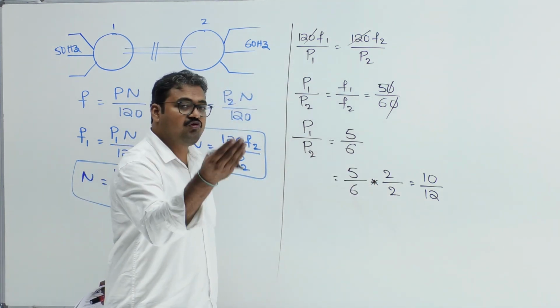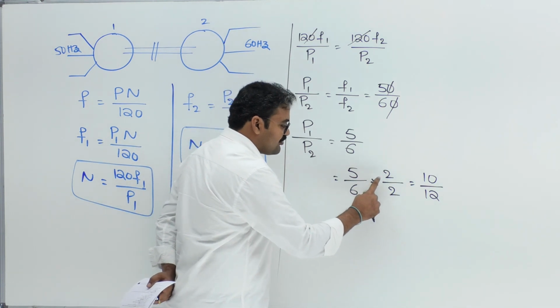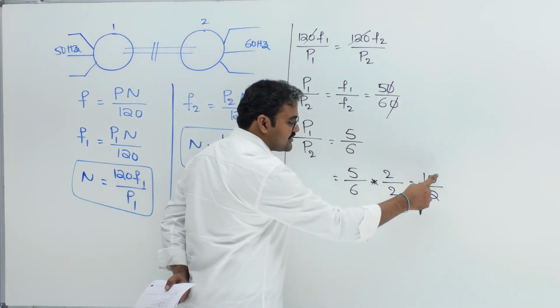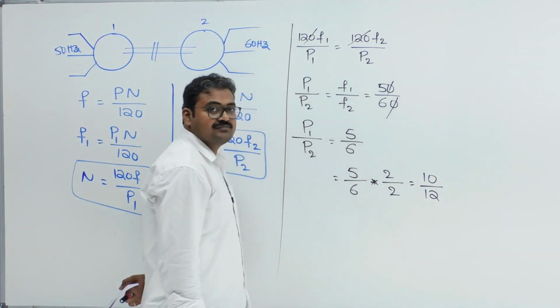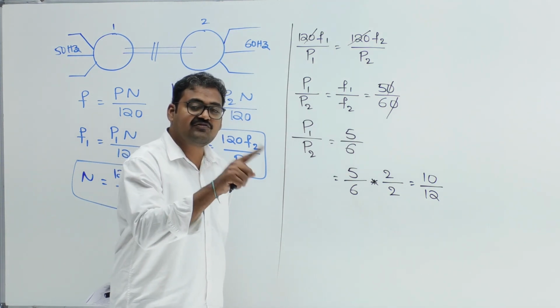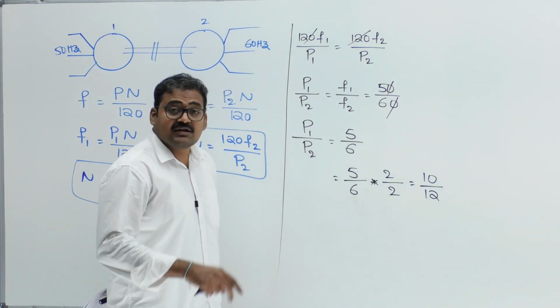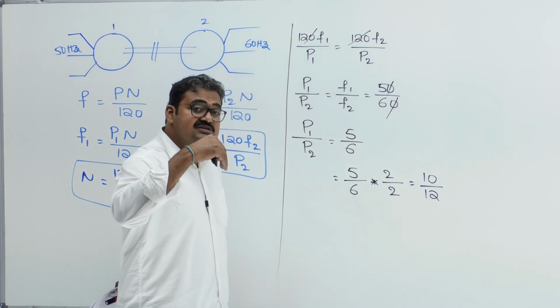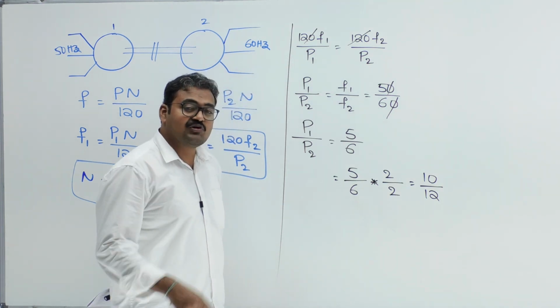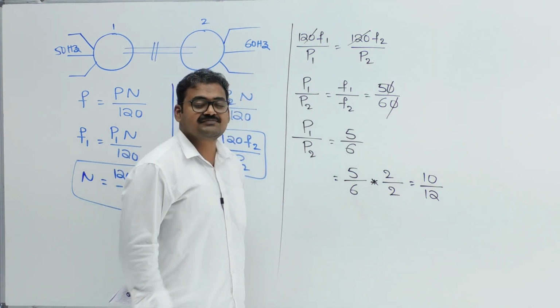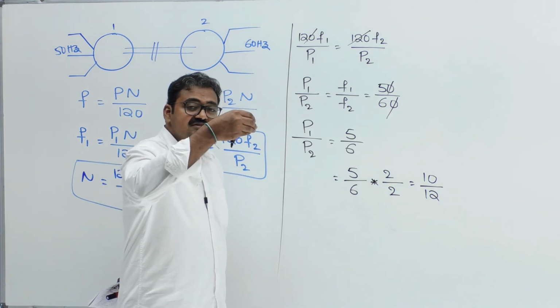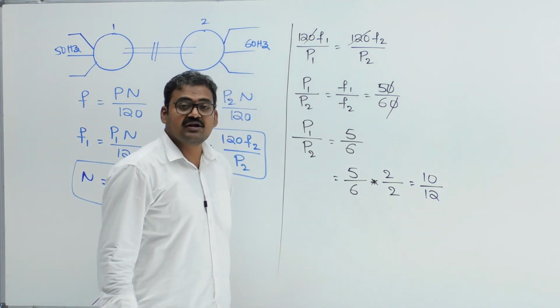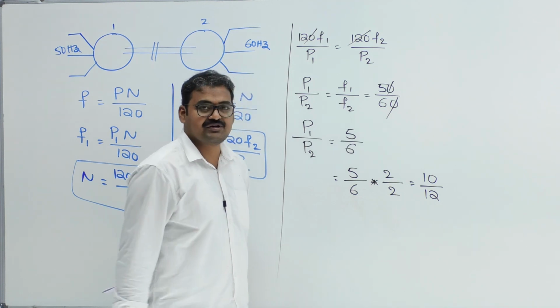Then you multiply with 4. 5 into 4, 20, 6 into 4, 24. Yes, 20, 24 is possible. 20 is an even number, 24 is also an even number. But 20, 24 means more number of poles or less number of poles? You see, the poles number increases. When the poles number increases, speed will reduce. That means you will get a minimum speed, not maximum speed.